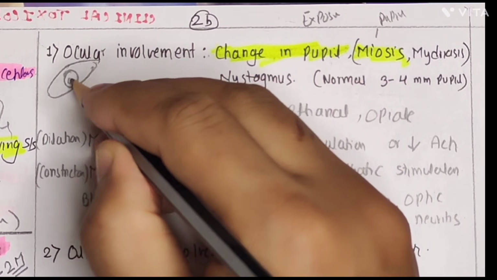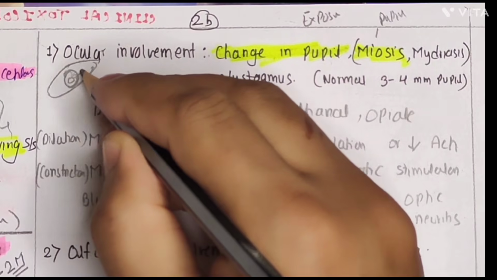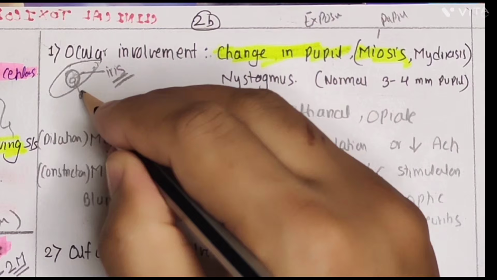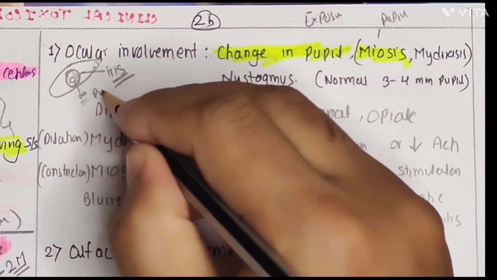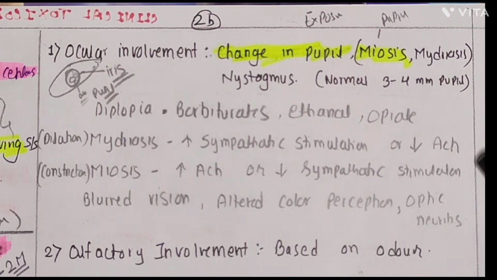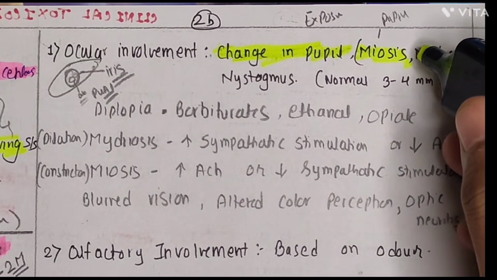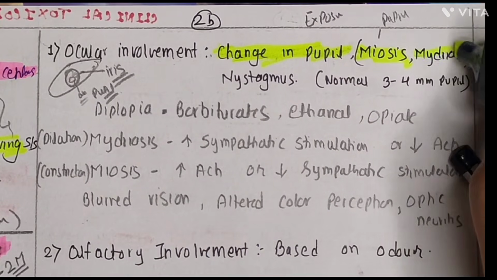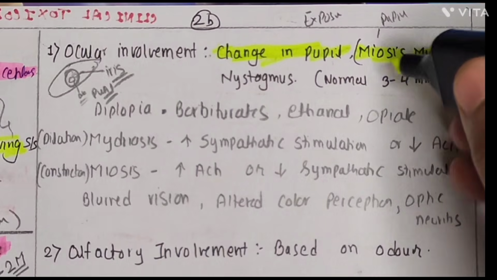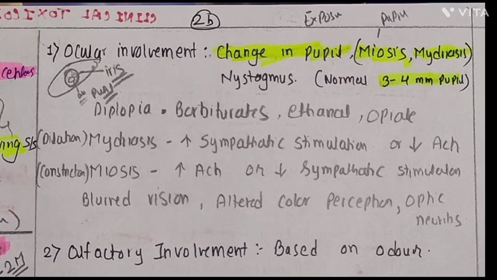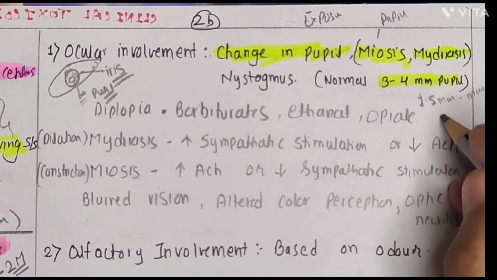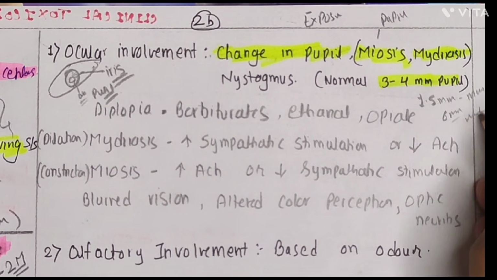Here this is the iris. This colorful layer is called the iris. Then the hollow portion from where light will enter our eye is called the pupil. This pupil will get constricted, it will get small. That condition is known as miosis. If this pupil dilates, then this is called mydriasis. Generally the normal size of the pupil is 3 to 4 mm. So let's say if the pupil is 1.5 mm, then it is miosis. If it is 6 mm, then it is mydriasis. So we have to remember that.